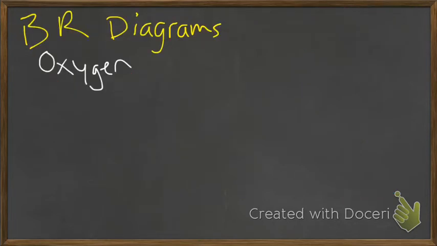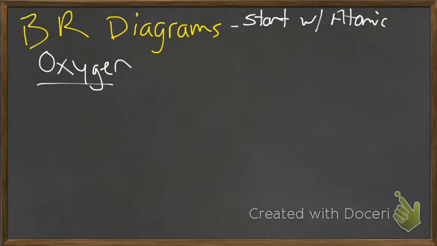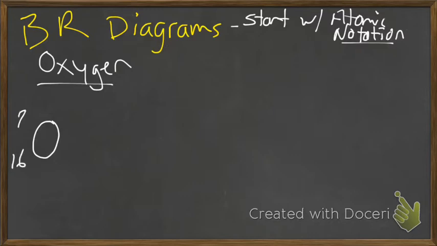So now the actual drawing of the BR diagrams. I'm going to always start with atomic notation. Let's erase that and draw it underneath. Okay, so for oxygen, we know the symbol for oxygen is an O. By looking at our periodic table, oxygen has a mass of 16, an atomic number of 8. And we know that this is protons, and this is atomic mass. So if we do 16 subtract 8, we would get 8. Therefore, we have 8 neutrons.